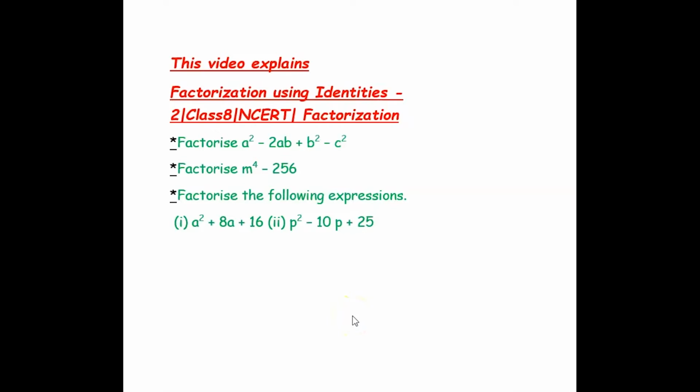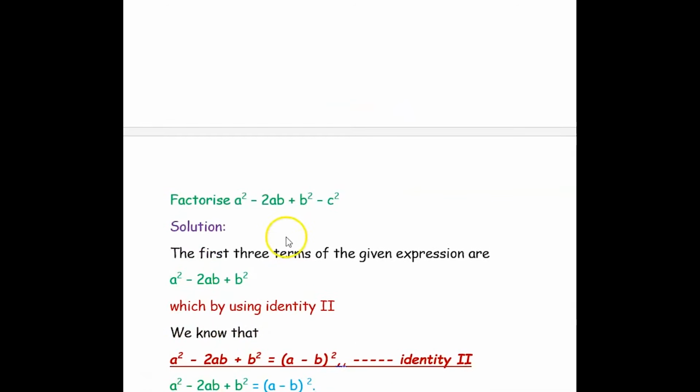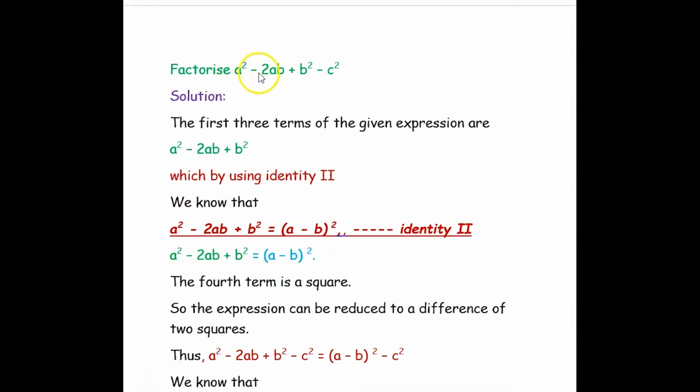In this video, we are going to see a few examples on how to factorize the given algebraic expression using various identities. Our first question is, factorize a square minus 2ab plus b square minus c square. Solution. If you look into the given expression, it has 4 terms, right?